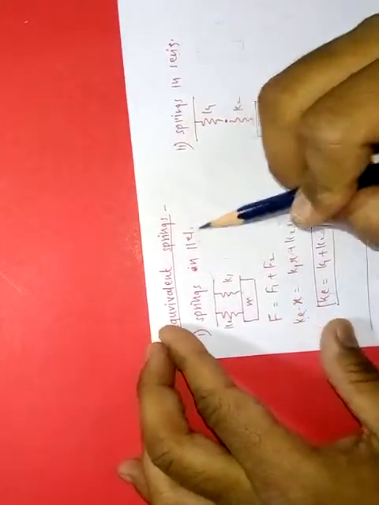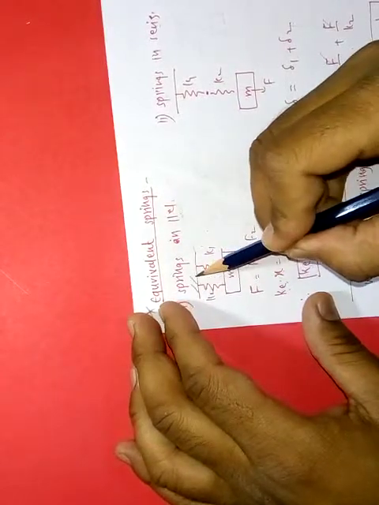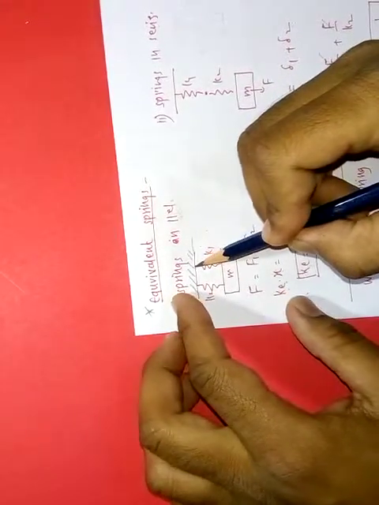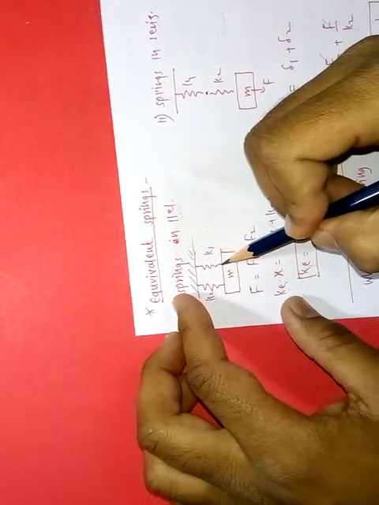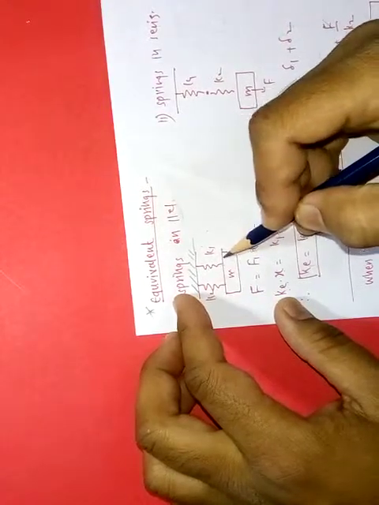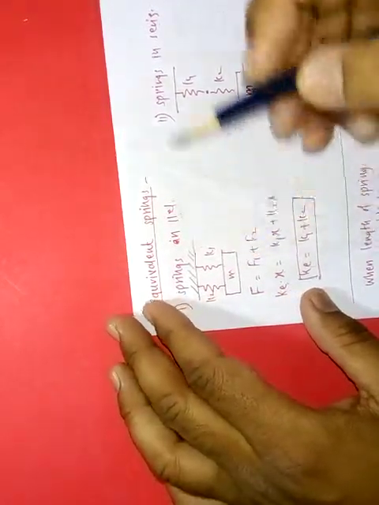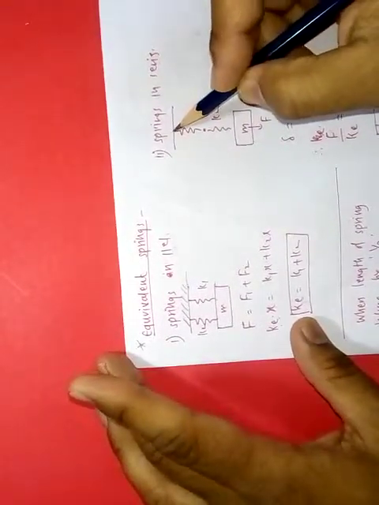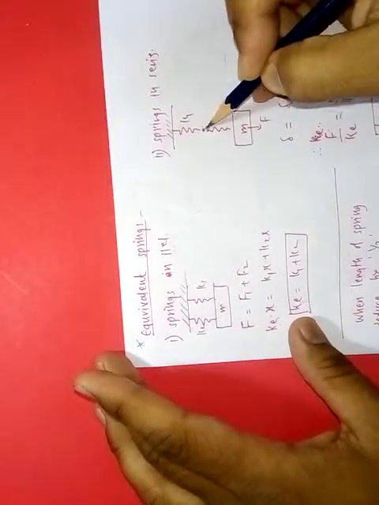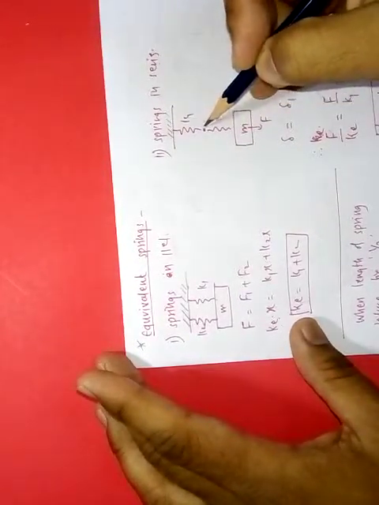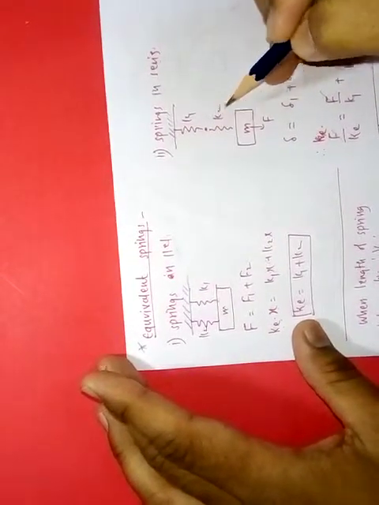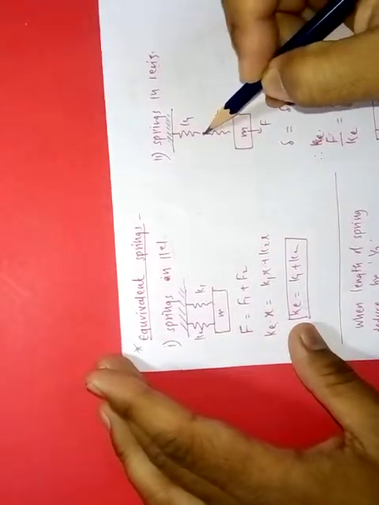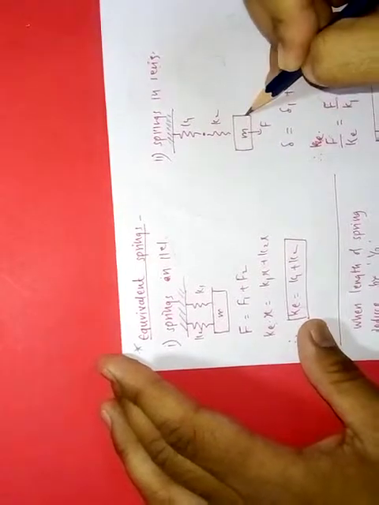In parallel arrangement, one end of each spring is attached to the support and the other end is attached to the mass. Then this system is called a parallel system. In series, one end of one spring is attached to the support and its other end is attached to the second spring. So here only one spring is connected to the support and the other end is connected to the first spring. So this arrangement is called series arrangement.